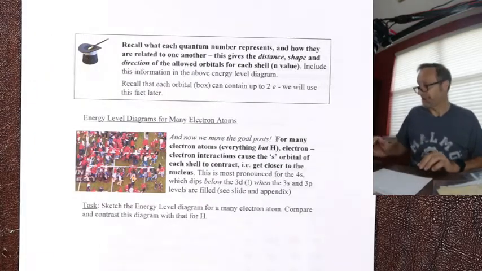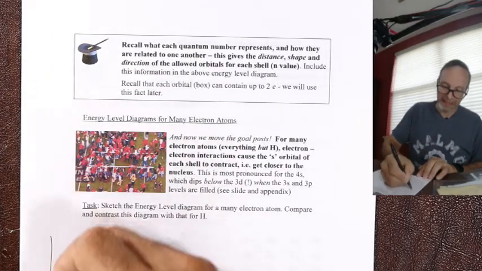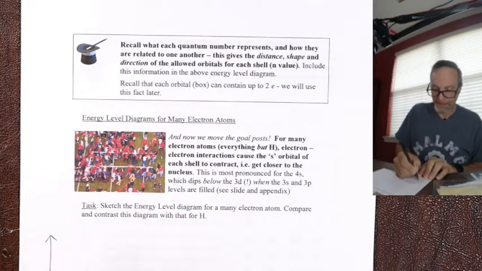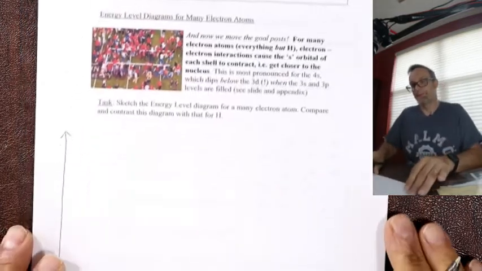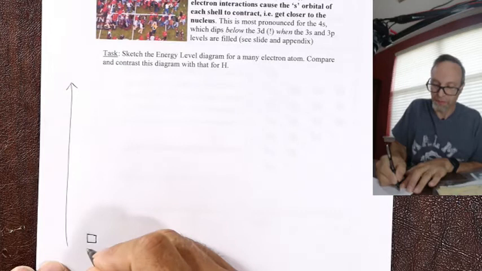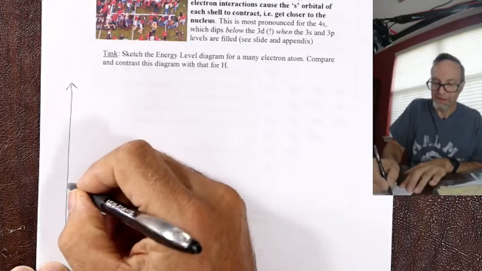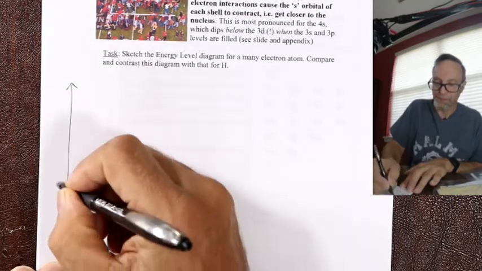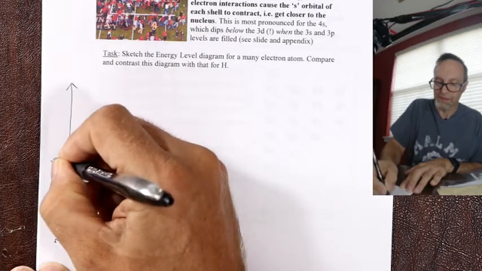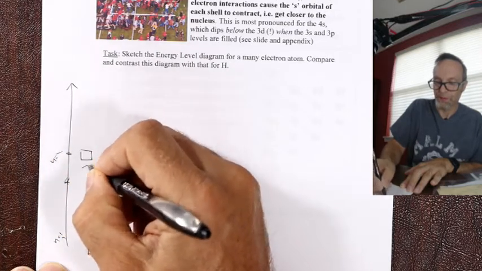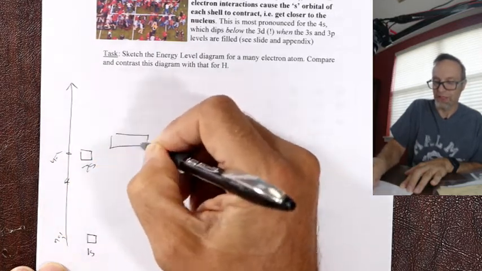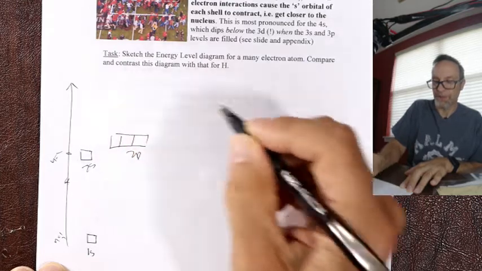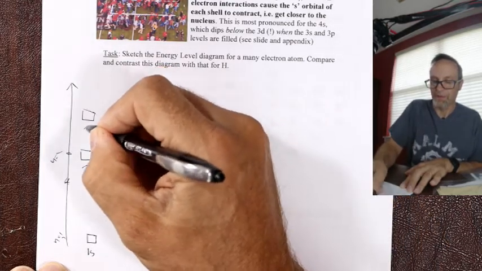If I did the energy level diagram, 1s, that's n equals 1. I'll do it kind of to scale. N equals 2, 2s. And then I have those degenerate 2p. Then I have 3s.